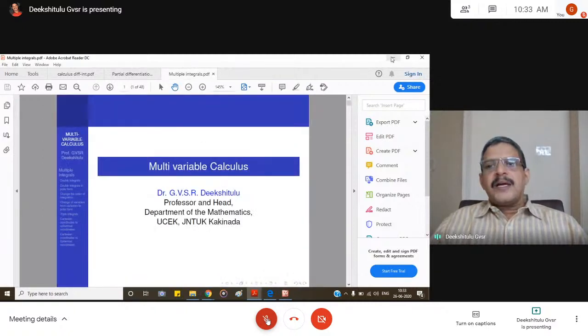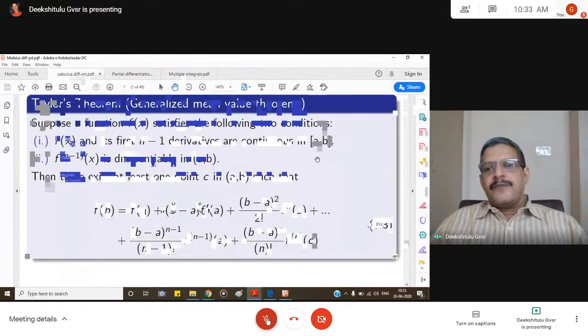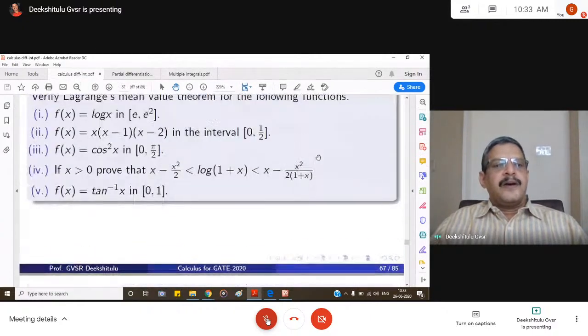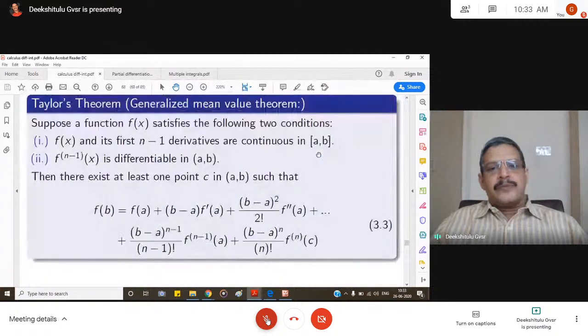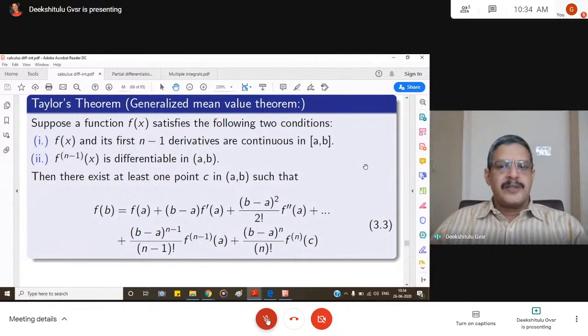Coming to today's concept. Yesterday we finished Lagrange's mean value theorem and Taylor's mean value theorem also. But somebody said that for Taylor's theorem we have gone a bit fast, sir, explain once again, Taylor's theorem and Maclaurin series expansion. So briefly, just revisit the concept of Taylor's theorem, that is called the generalized mean value theorem.